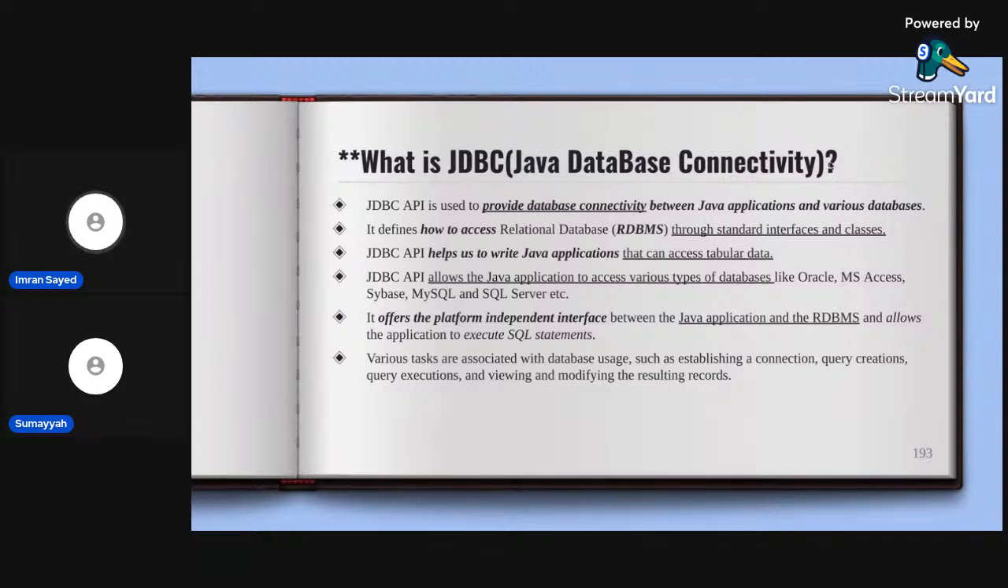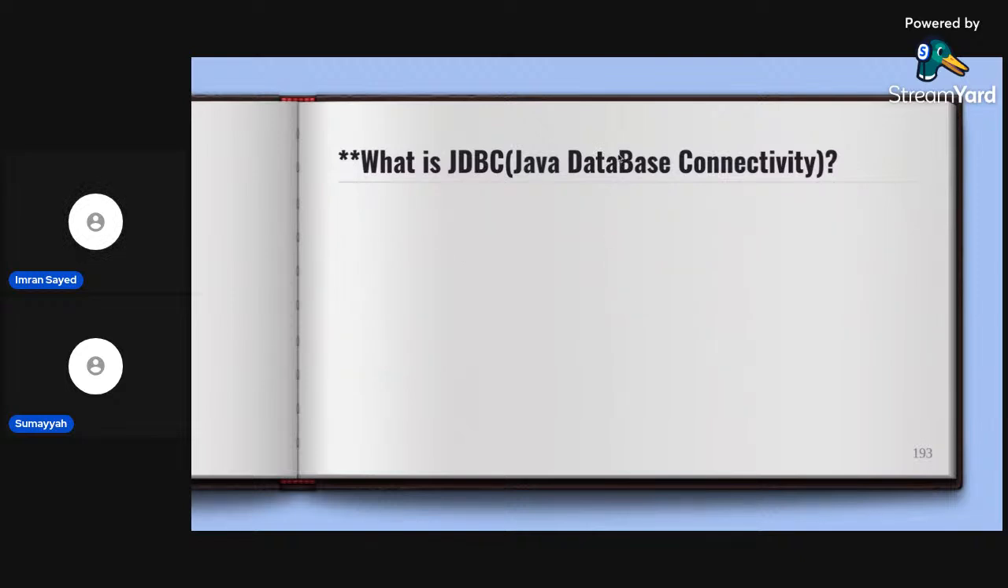So basically, when we get this question, the first thing is that we derive the definition from the full form itself, which is provides the database connectivity between Java and other applications, and then we say it defines how to use the RDBMS, and then we just talk about different operations on databases, like it helps in the query execution, query manipulation, all of those stuff, and about the tabular data, etc.